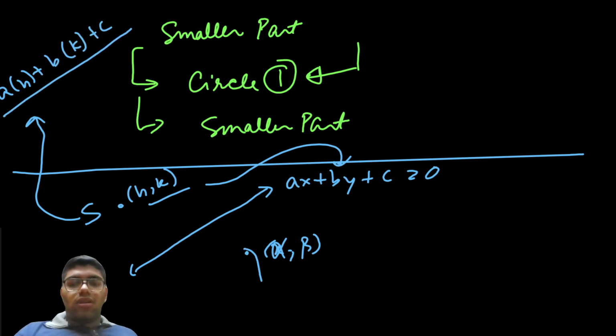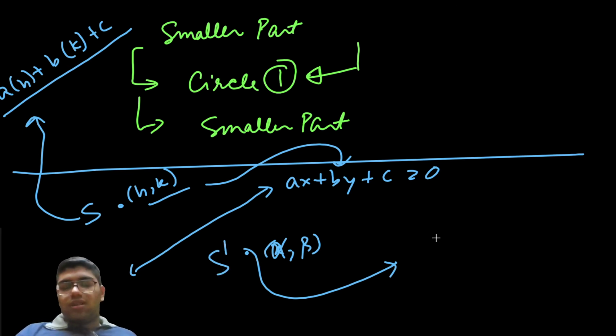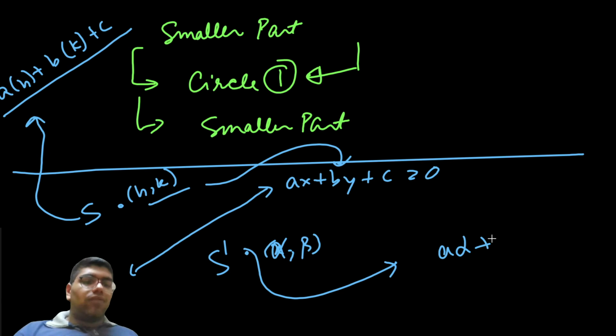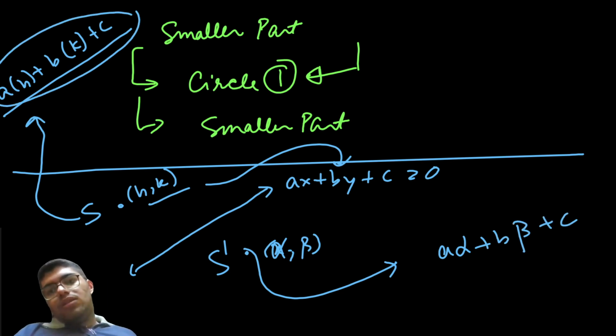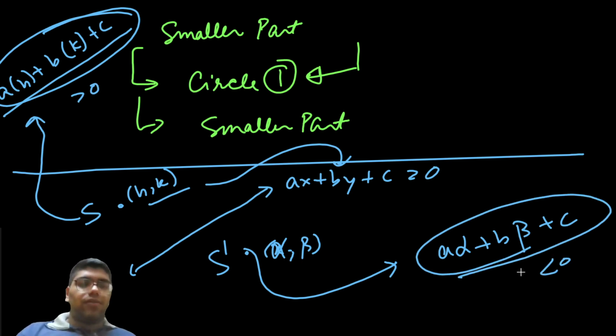And for this part, s dash, what is s dash? It will be a times alpha plus b times beta plus c. Now if this value, for example, is positive, then this value will definitely be negative. This is the power of point.